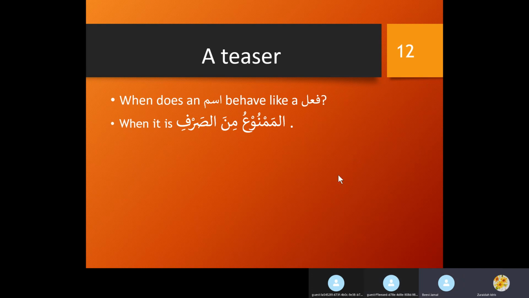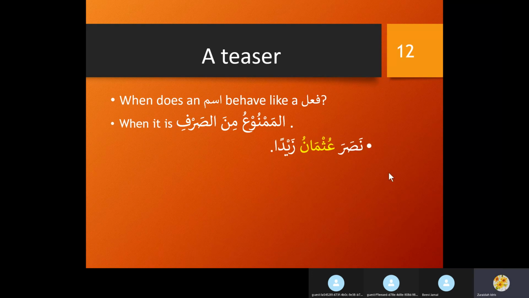Mamnu' min al-sarf. Partly flexible. You recognize partly flexible? Yeah, that's what it is. But you need to pick up this word because this is what is in the Arabic. Okay, nasab. Yes, we can call it partly flexible.